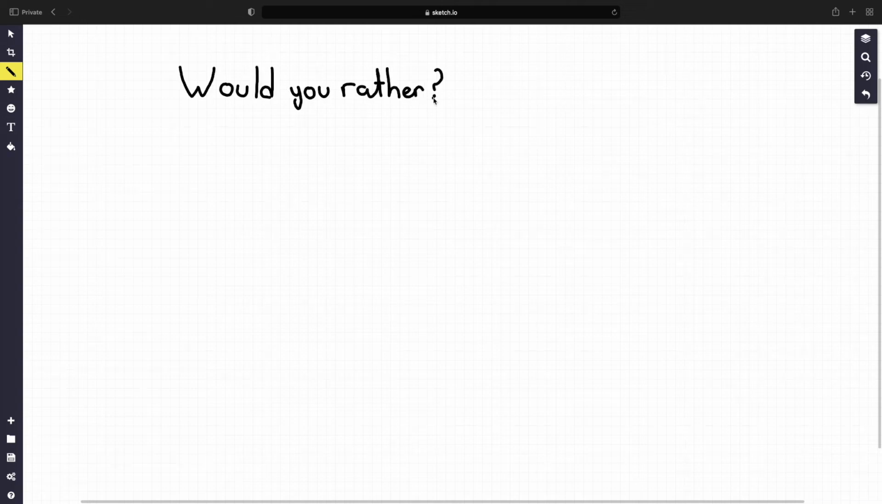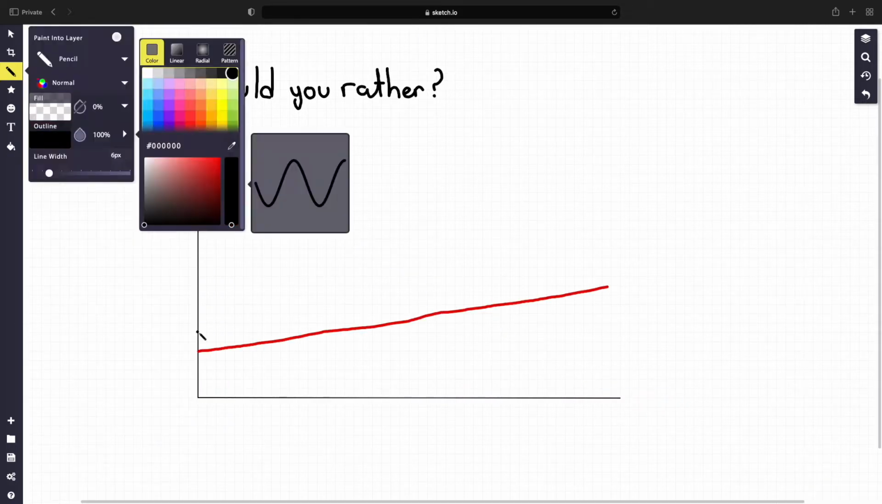Let's play a quick game of Would You Rather. So, would you rather receive X amount of dollars a day, or would you rather have your money compound? Now let's quickly model this problem with a little graph.